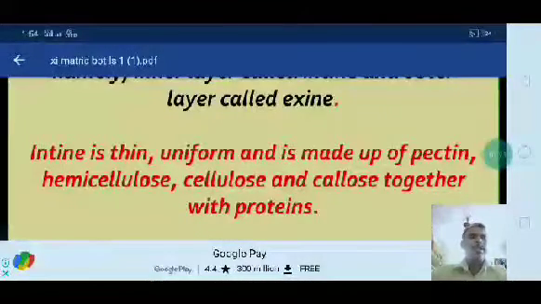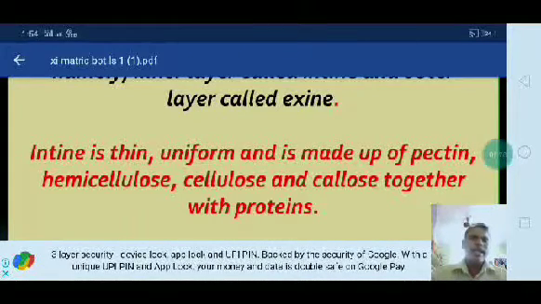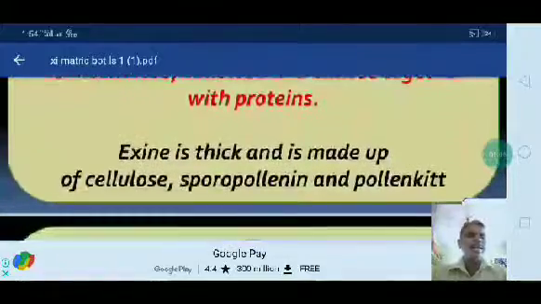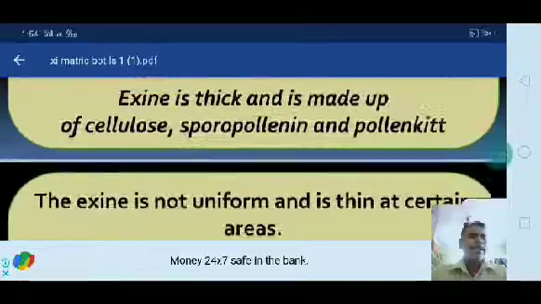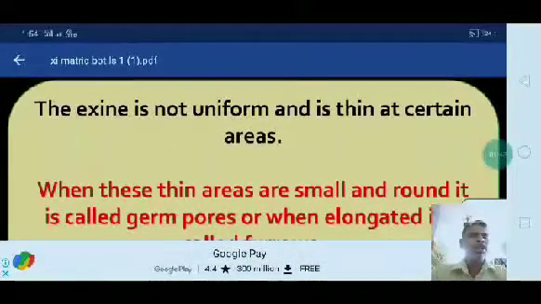What is the nature of the intine? Intine is very thin and uniform, and it is made up of pectin, hemicellulose, cellulose, and callose together with proteins. It is the inner layer. Exine is made up of cellulose, sporopollenin, and pollen kit. The exine is not uniform in nature; some areas are thick and some are thin.